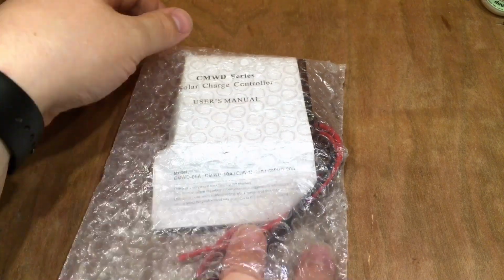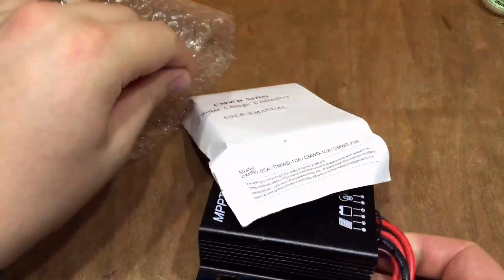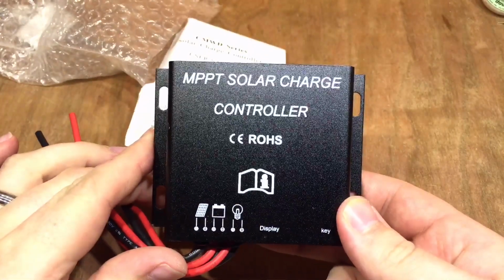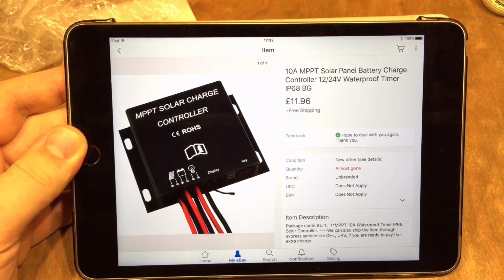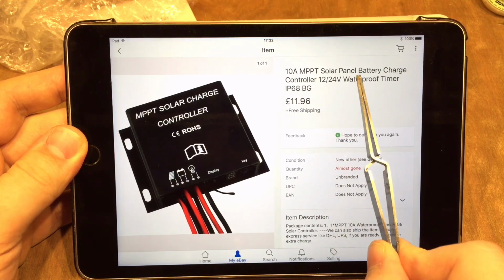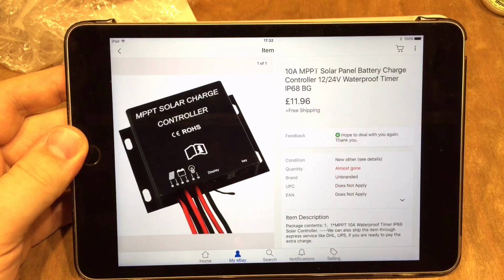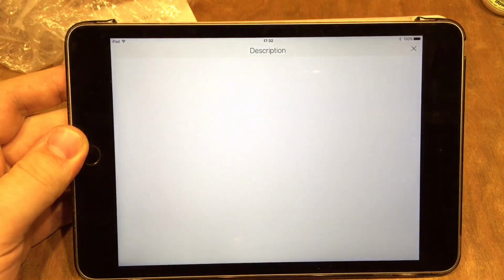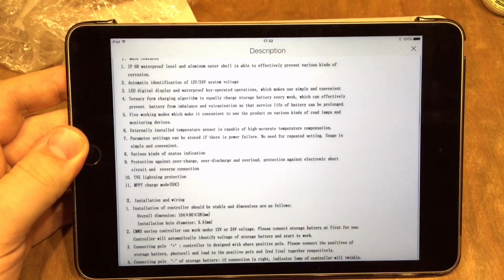Look at this, very exciting, a new solar charge controller, and if I can get it out of this bag, look, it's an MPPT solar charge controller, and it was cheap, really cheap, just £11.96, about $16. It says 10 amp MPPT solar panel battery charge controller, 12 24 volt waterproof, timer IP68, whatever that means. And if we read more into the description, another nice picture of the same thing there, and MPPT charge mode SOC, so it really must be MPPT.